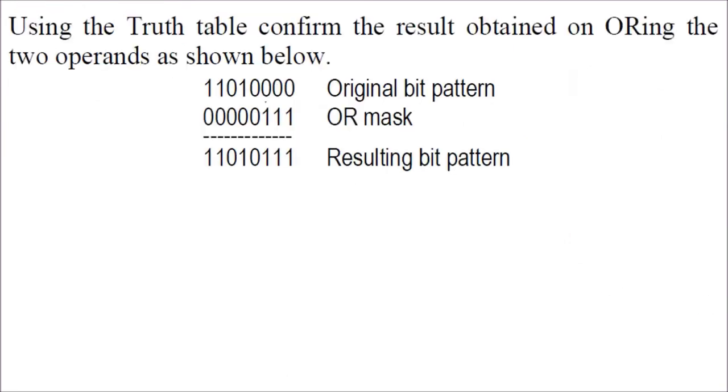The truth table is something like this. Say 0, 1, as I said, this is OR. So you'll get 1 because at least one 1 is there. So only this 0, 0 is going to give you 0. Otherwise everything is 1 only.